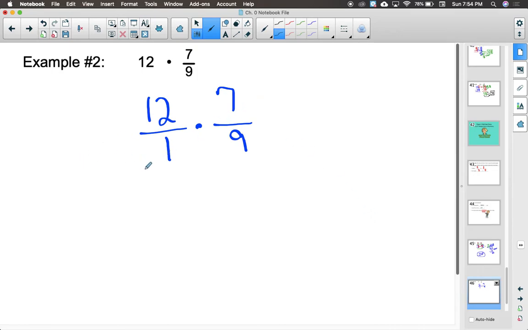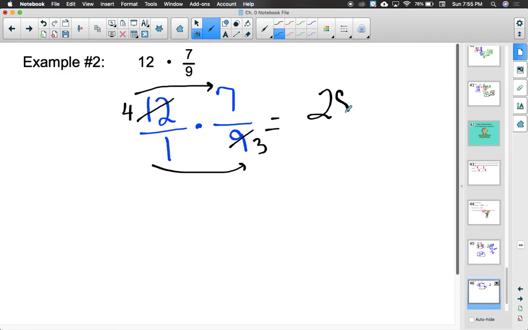So look at the first diagonal, 1 and 7. The only thing I can divide out of them is a 1, and 1 does not simplify anything, so I have to go to my other diagonal, 12 and 9. 12 and 9 share 3 as a factor, so we can divide them both by 3. 12 divided by 3 is 4. 9 divided by 3 is 3. So now we can go ahead and do our multiplication. 4 times 7 is 28. And 1 times 3 is 3.